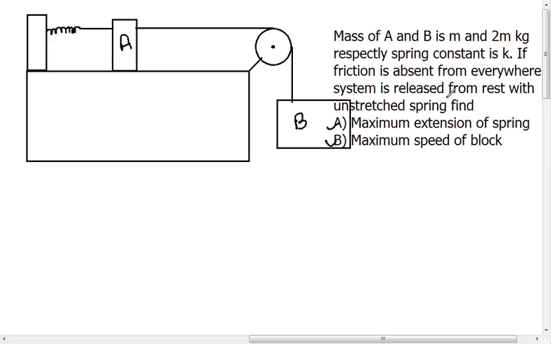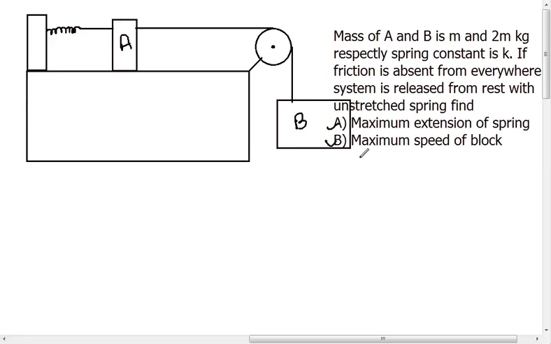And the system is released from rest with an unstressed spring, okay guys? Initially this spring is unstressed, and the velocity of block A and block B is going to be 0. We have to find the maximum extension of the spring and the maximum speed of the block, okay guys?